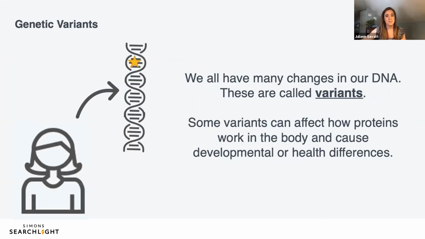So now that we've talked about DNA, chromosomes, genes, and proteins, let's talk a little bit more about genetic variants and what they are. Genetic variants are changes in our DNA. While most of our DNA sequence is the same from person to person, so myself and Rebecca, most of our DNA is the same, we all have genetic changes that make us who we are. Some variants just help make us who we are, make us individuals. Others affect how proteins work in the body and might cause developmental or health differences.